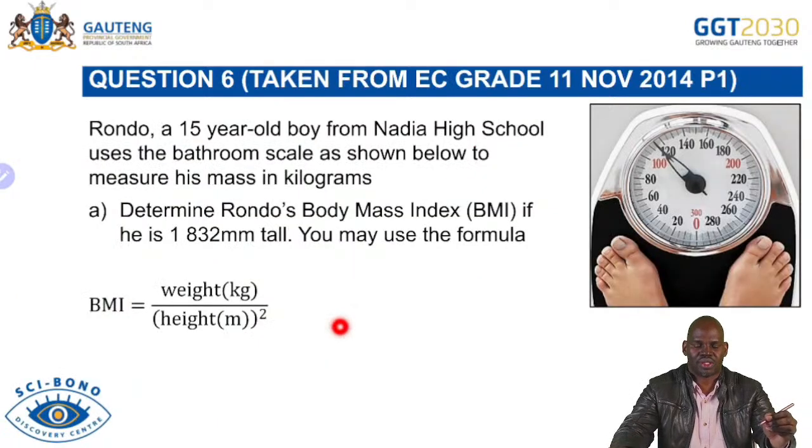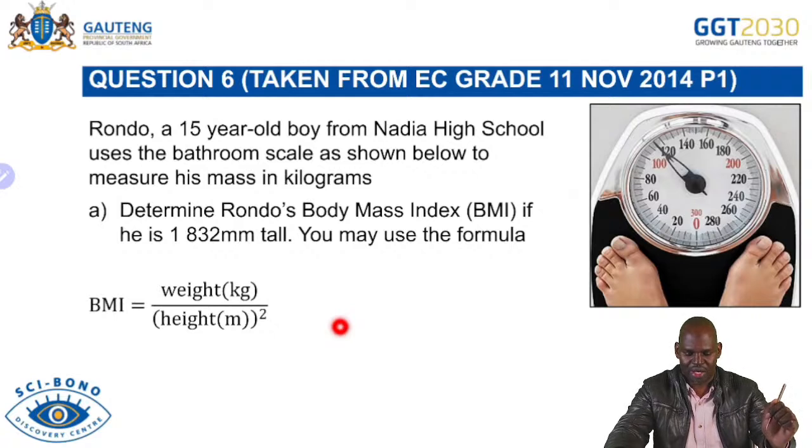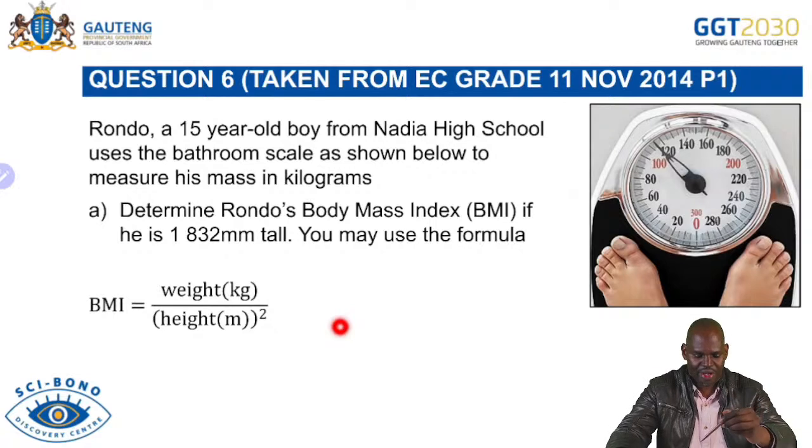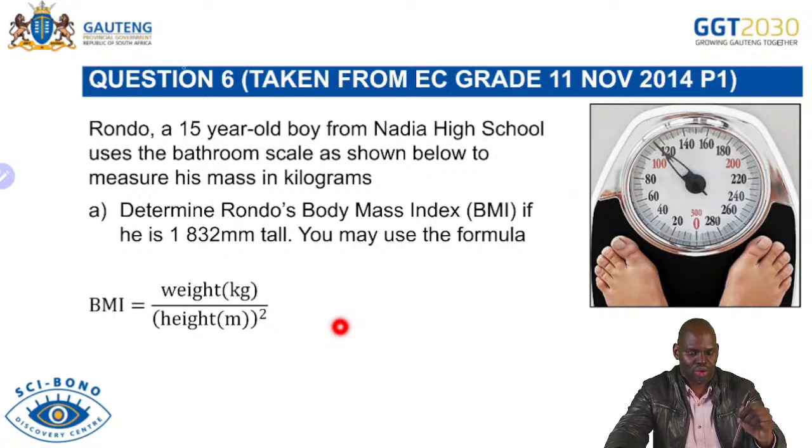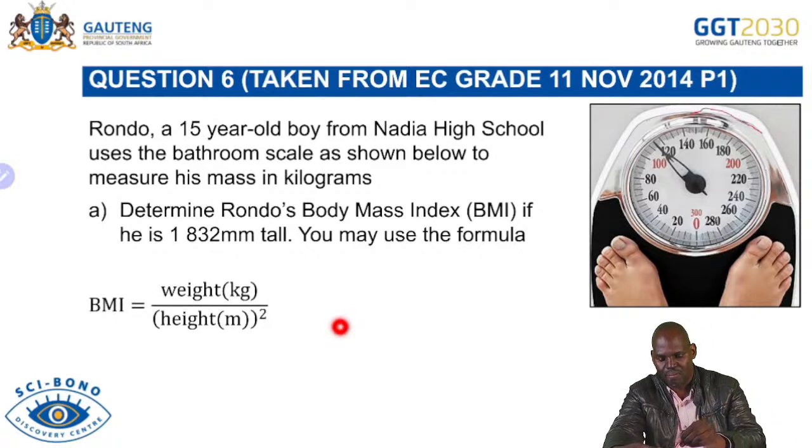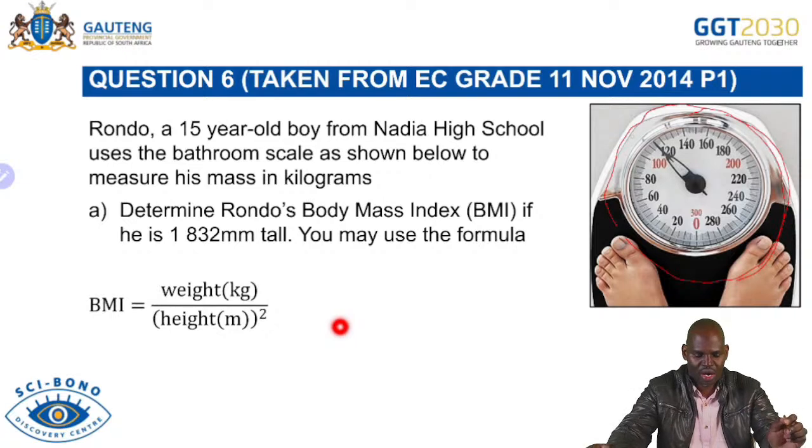Okay, and then question 6. This one is taken from Eastern Cape, grade 11, November 2014. It was in paper 1. Then the information which is given there is Rondo, a 15-year-old boy from Nadia High School, uses the bathroom scale. So there's the bathroom scale. You can see that it's that analog one, the traditional one. As shown below, to measure his mass in kilograms.